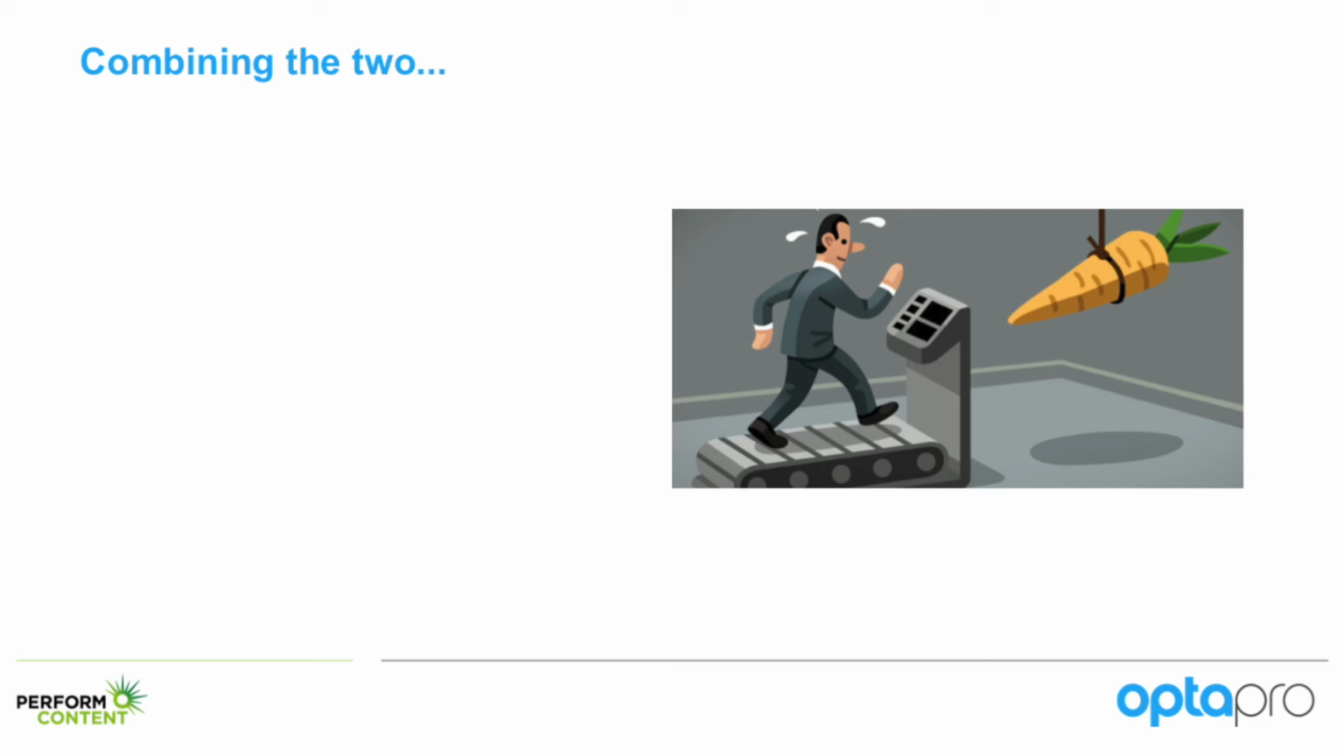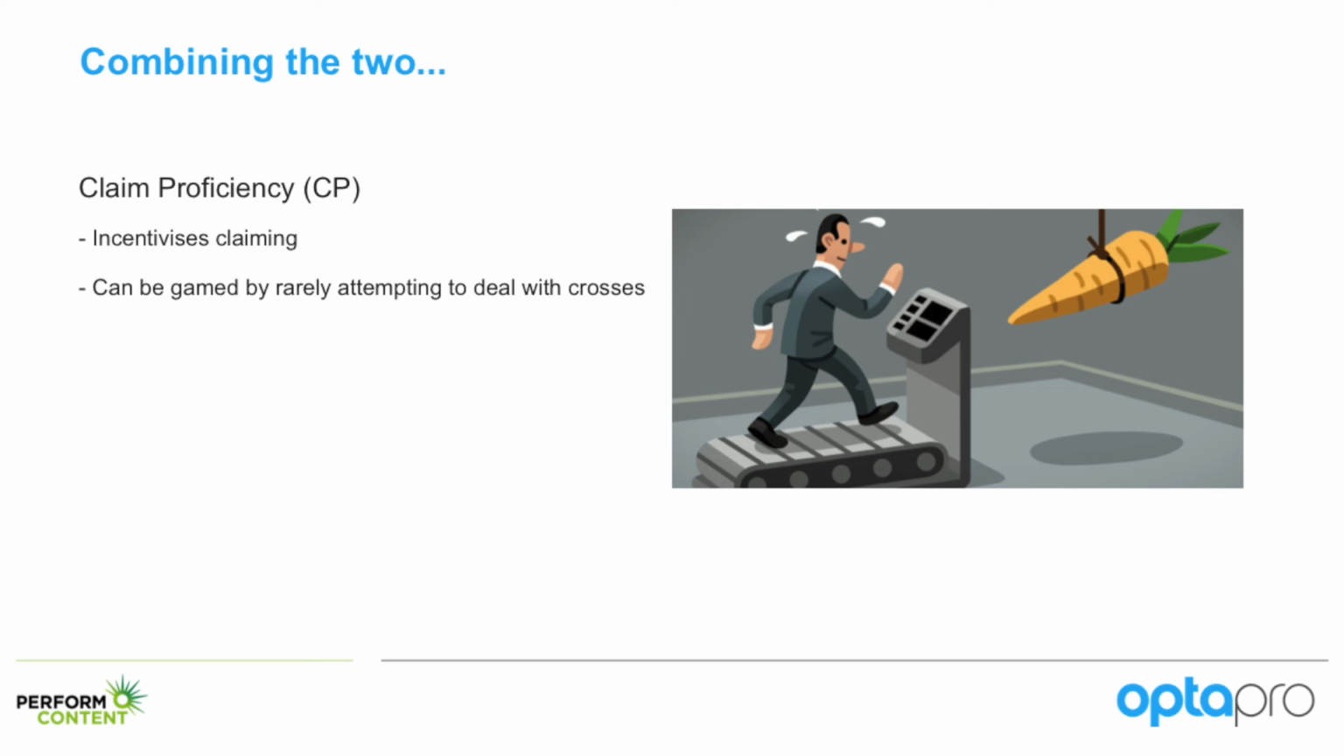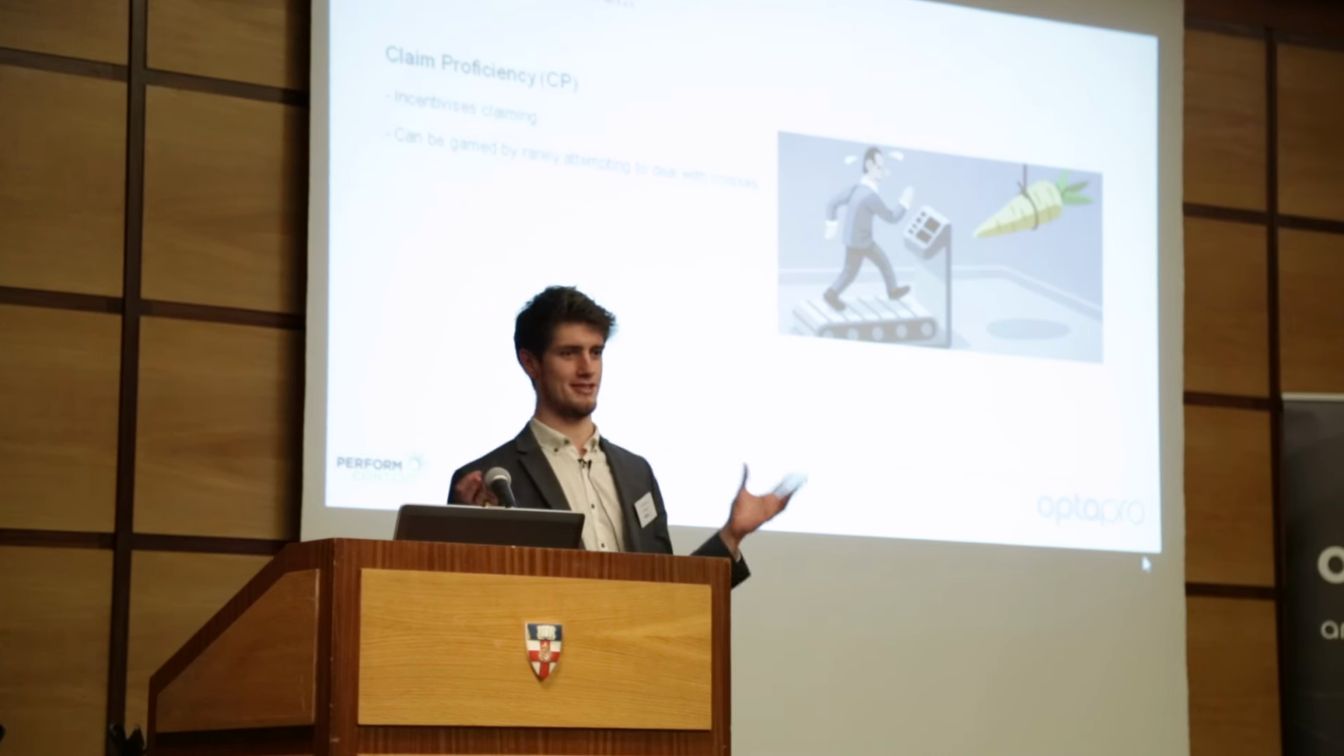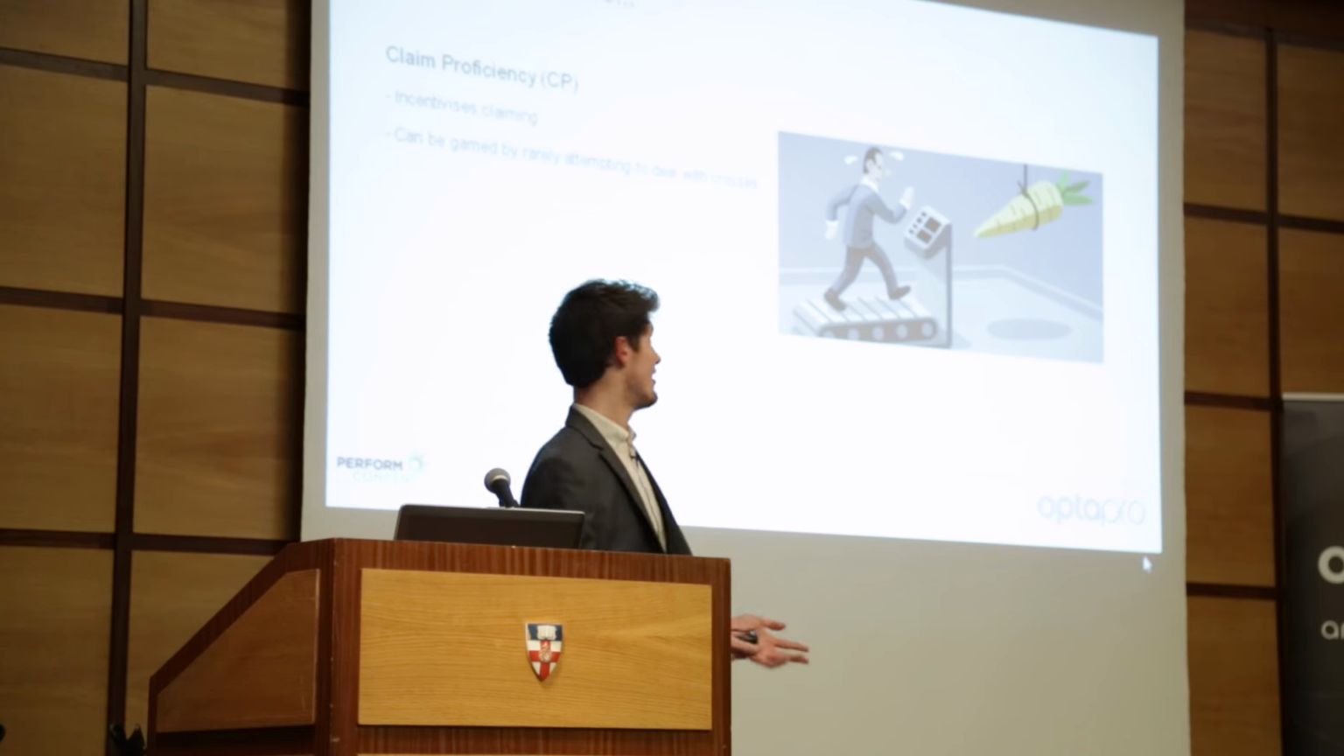So how can we combine the two, and why do we want to do that? Well, it all revolves around incentives. So claim proficiency, the incentive we want to give keepers is to catch the ball rather than punching it and dropping it in an ideal situation. However, like claim percentage at the start, this could be gained by keepers staying on their line and only catching balls they were certain they could get to.